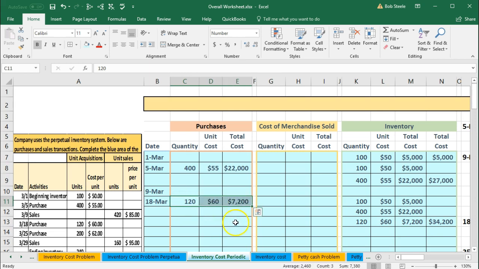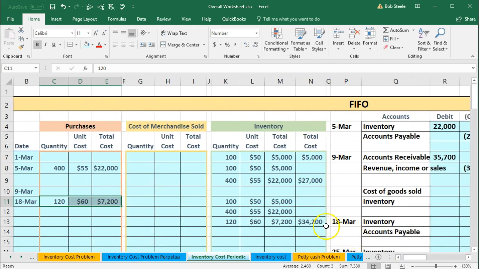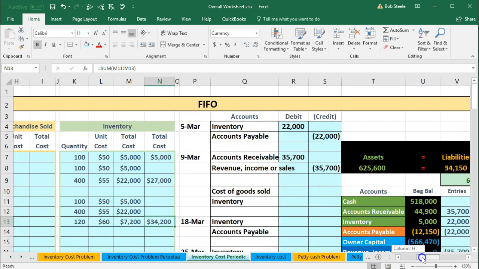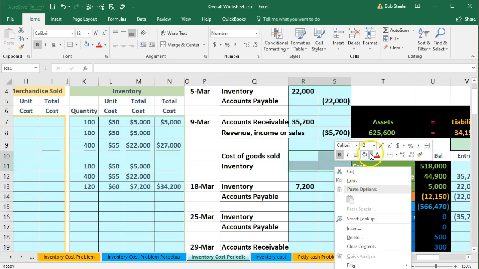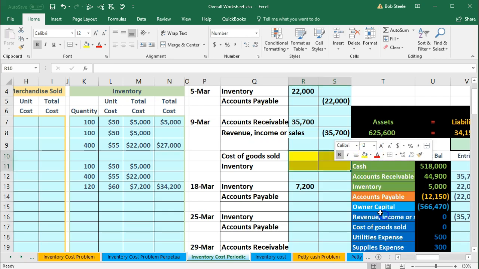Once done, we will see the effect on our trial balance, which should then match in ending inventory to the 34,200. So we got 7,200. 7,200 was the purchase. And so we're in March 18th, 7,200. And note that this amount, the reason it's here is just to show that this is what we're skipping. This is what we're not doing in a periodic system, which we would do in a perpetual system.